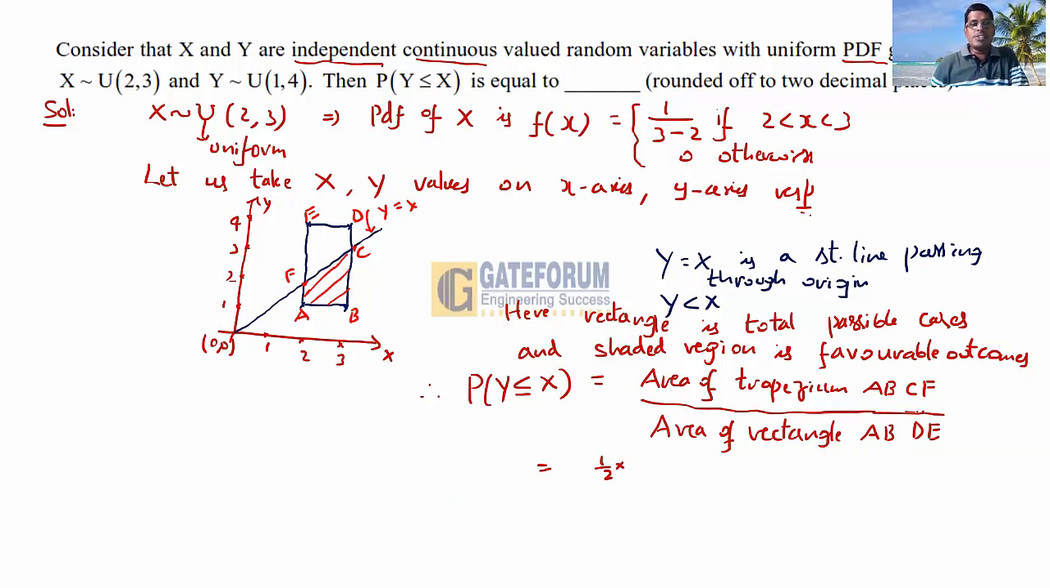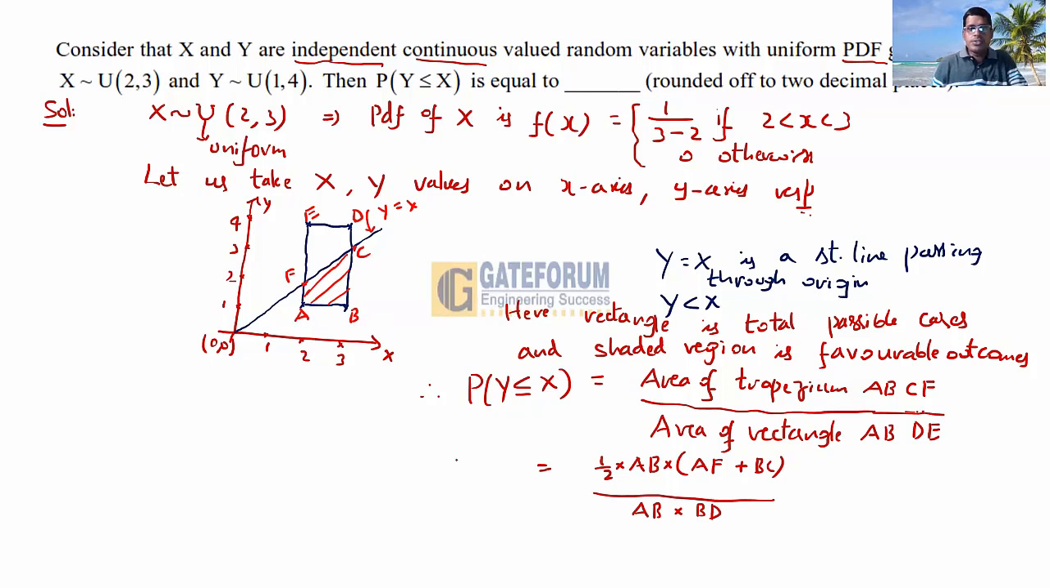half into the height, which is nothing but AP or ED, into A plus B, that is AF length plus BC, divided by length into breadth, AB into BD. So AB, AB cancel. BD value, that is 4 minus 1, 3. AF value, which is according to the graph, 1 unit.